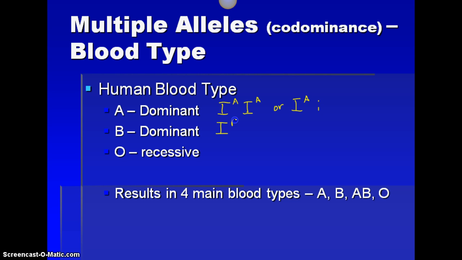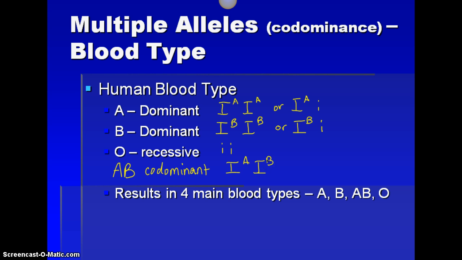Blood type B, or you can be heterozygous, you got the little recessive. Blood type O is little i. And then blood type AB is codominant, and that is going to be represented by this only.